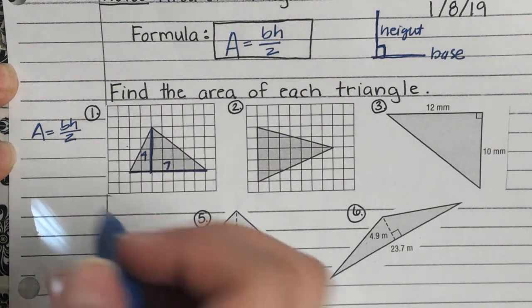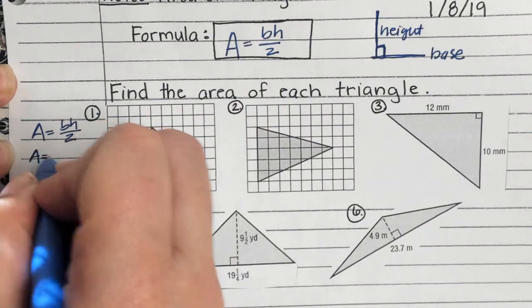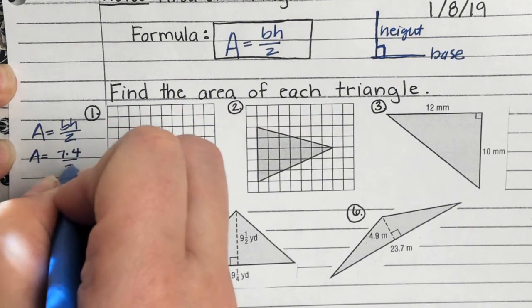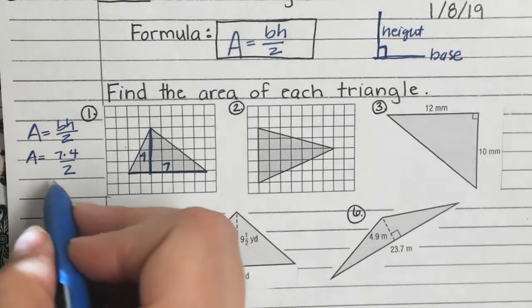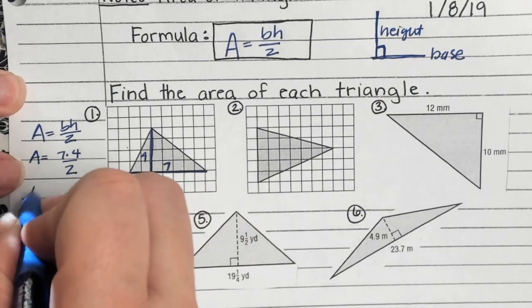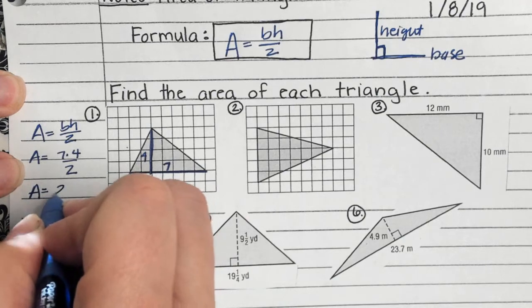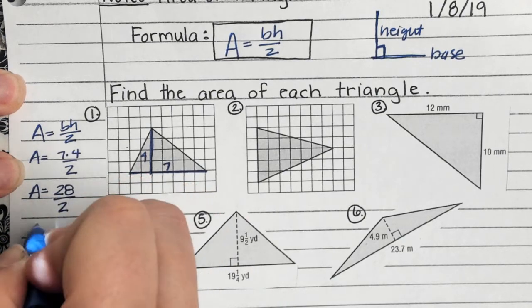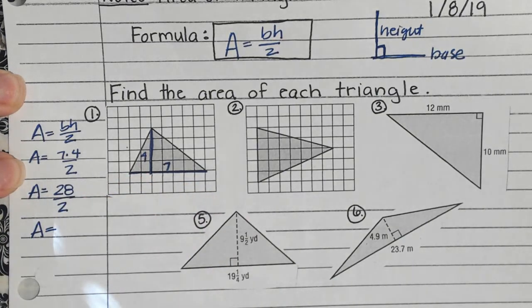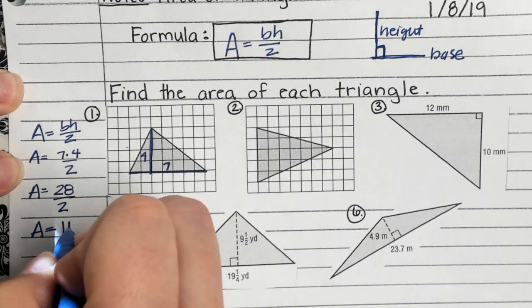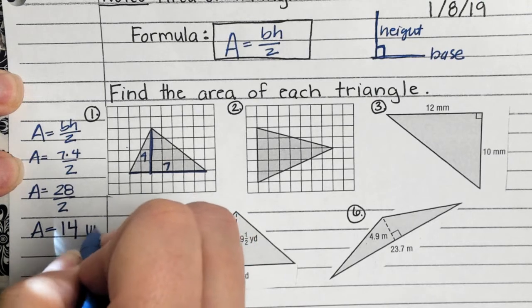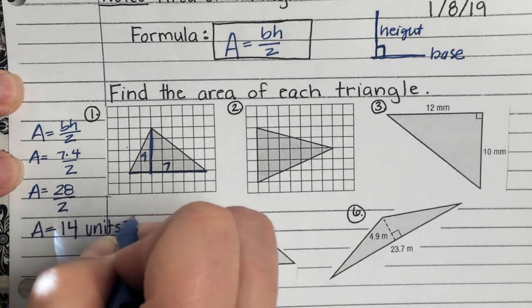So when we plug these numbers in, area equals 7 times 4 divided by 2. Yesterday we had 3 lines for every problem. We've now added one more step, so now you're going to have 4 lines. First thing I'm going to do is multiply. What is 7 times 4? 28. Then we're going to divide. What's 28 divided by 2? 14. We don't have a label, so we call that units squared.